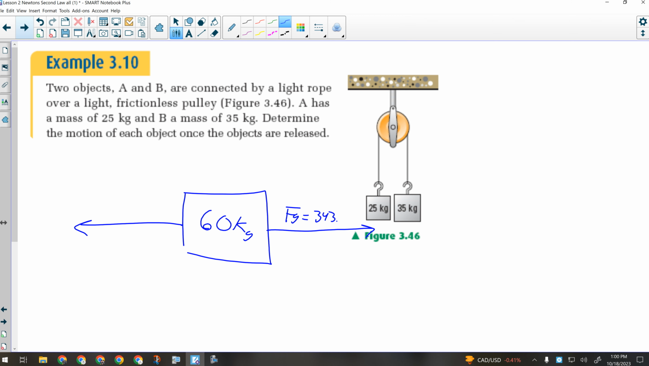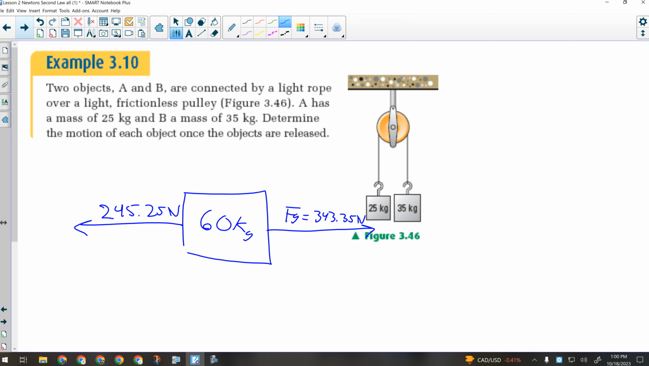343.35. Okay. And on this side, I would have the force of gravity on the 25 kilogram mass. Okay. Can I calculate the net force? Would I then be able to calculate the acceleration?